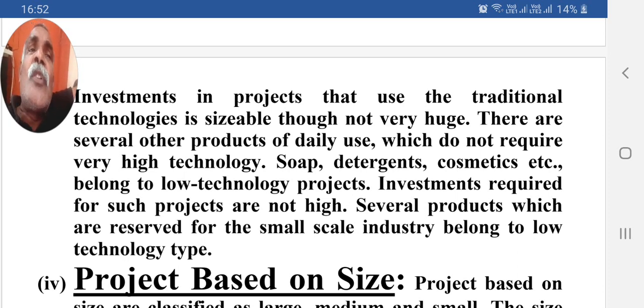This belongs to low technological projects, and the investment required for such projects is not very high. Several products which are reserved for the small scale industry belong to low technology. So low technological projects are reserved for small scale industry.